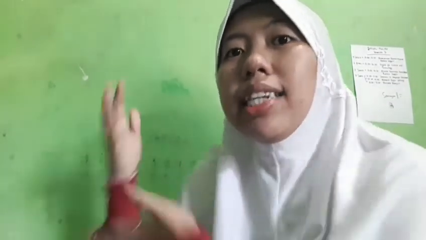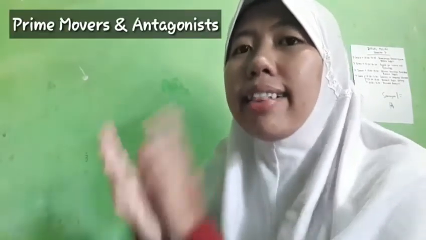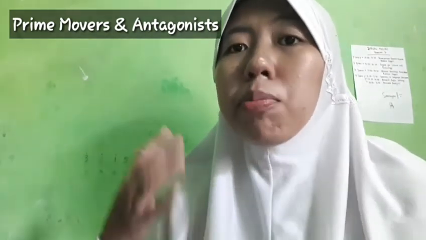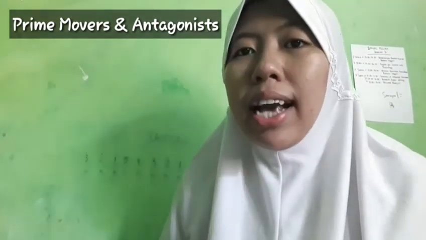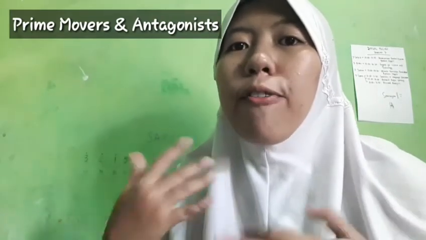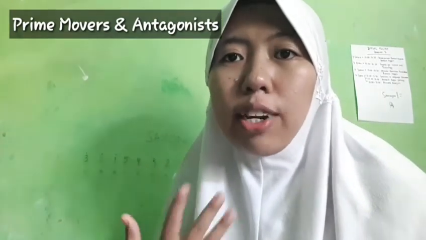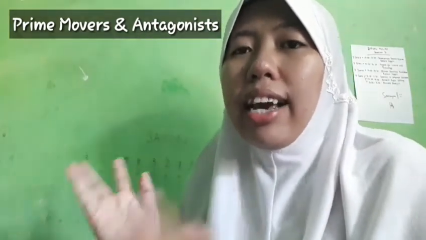The first one is prime movers and antagonists. The prime mover, sometimes called the agonist, is the muscle that provides the primary force driving an action. An antagonist muscle is in opposition to a prime mover in that it provides some resistance and/or reverses a given movement. Prime movers and antagonists are often paired up on opposite sides of a joint, with their prime mover or antagonist roles reversing as the movement changes direction.